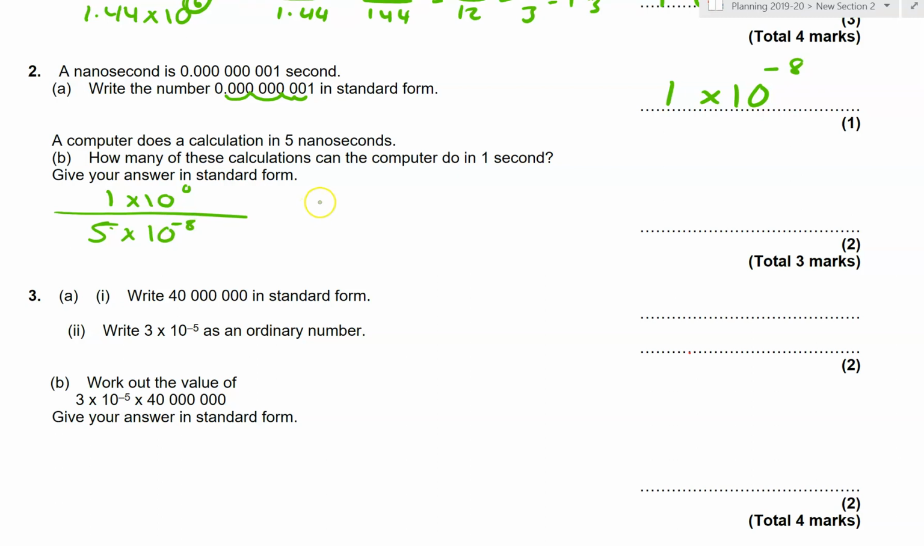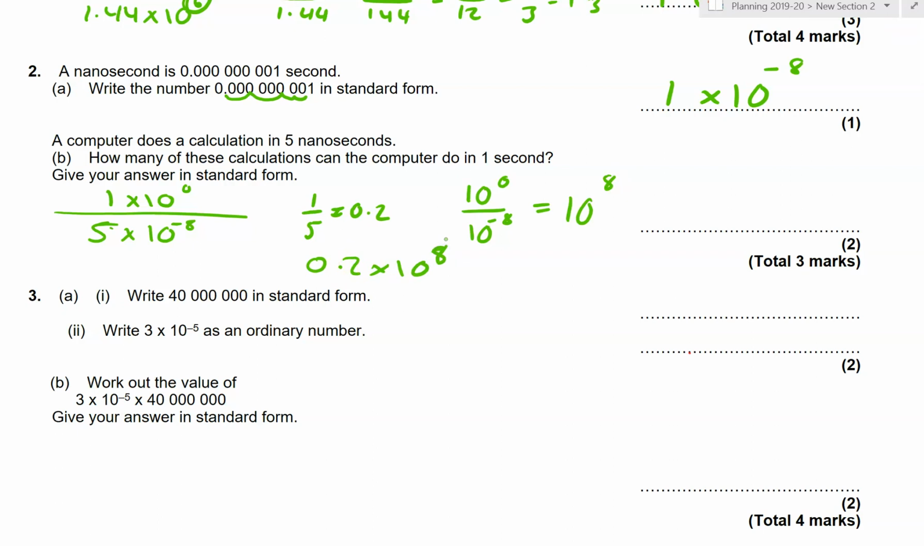So again, do the bit that's not got the powers of 10. So that's 0.2. Well, actually, it's got to be 2. Let me do the other bit first. 10 to the 0, 10 to the minus 8. So 0 minus minus, because when you divide, you take away. So that's going to be 10 to the 8. So we would have 0.2 times 10 to the 8.